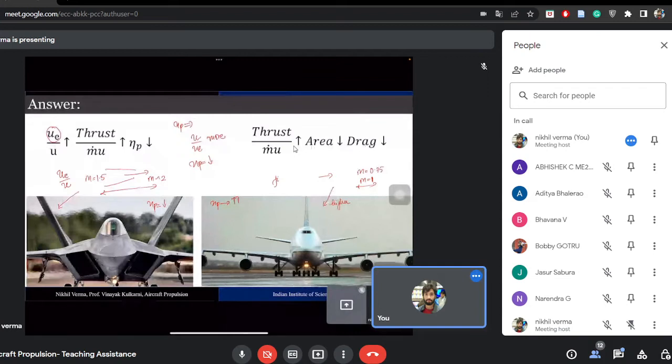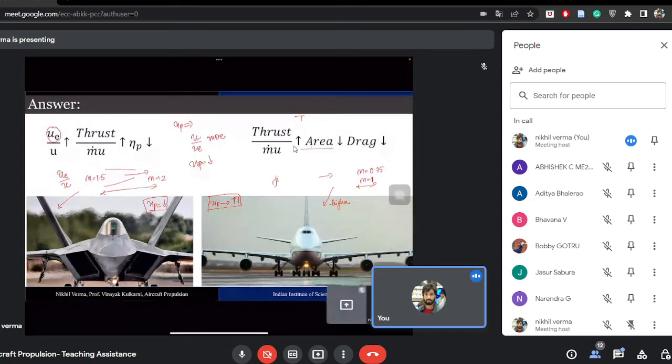Now, the thrust equation. So this is the answer for this question, that the propulsion efficiency for the commercial jet will be higher as compared to the fighter jet. Now, the other thing is the area.